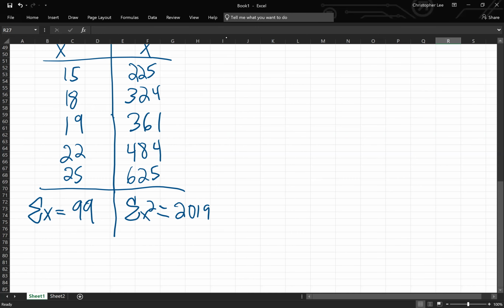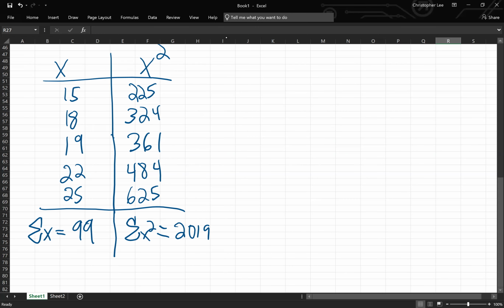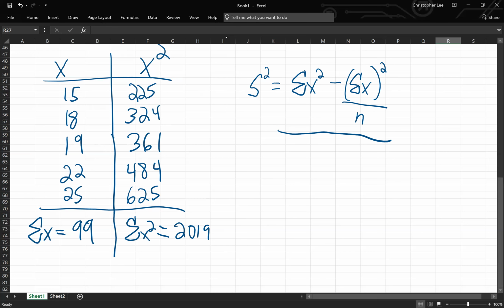All right. So after that, with the computation formula, let's start off with our variance. So variance: S squared is equal to the sum of x squared minus, open parentheses, this is the sample variance, that's why it's S, not sigma. This is going to be the sum of x, and then we square that number and divide by n, and then we divide all of this by n minus 1. Writing is so horrible standing up.